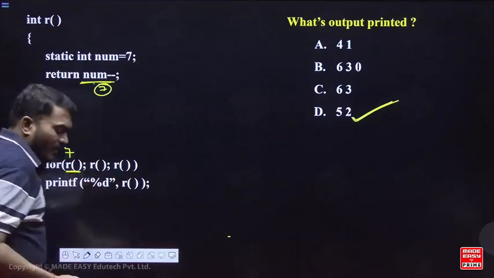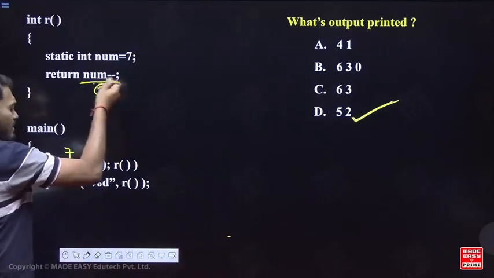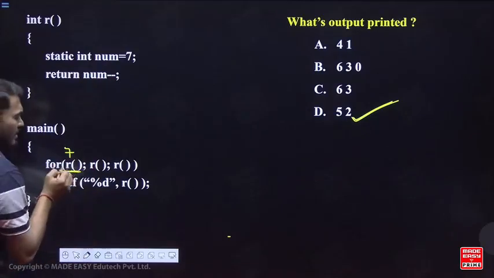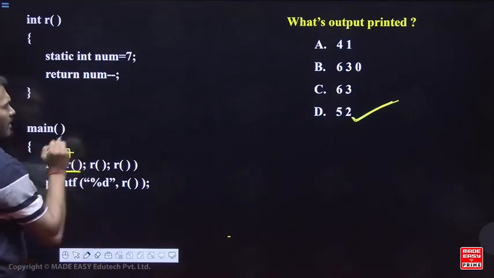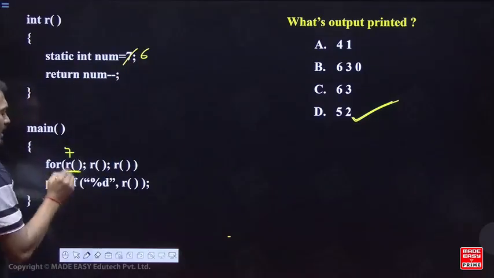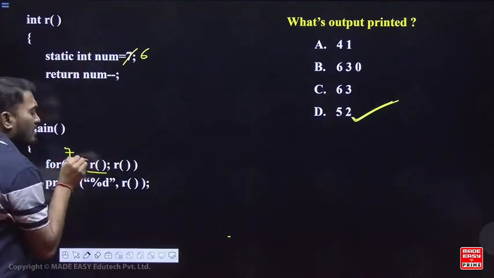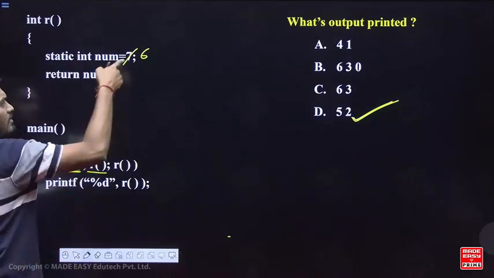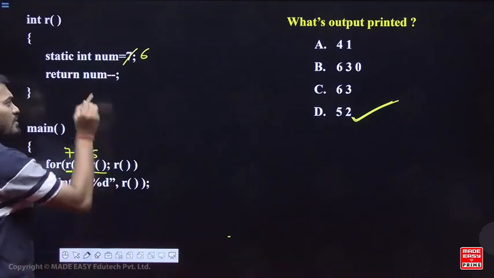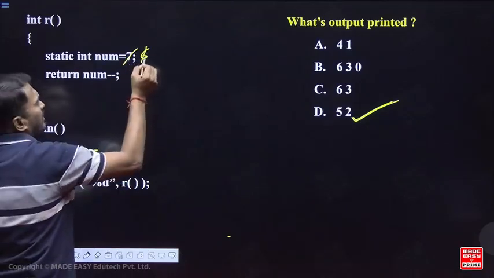But it is post decrement, so in this line it will not decrement. So what will it return? 7 only. Return value is 7 only, but afterwards it will become 6. Next you are executing this. When you call this function now, what is the return value? Now the number is 6. It will return 6 only, because of post decrement, but afterwards it will become 5.